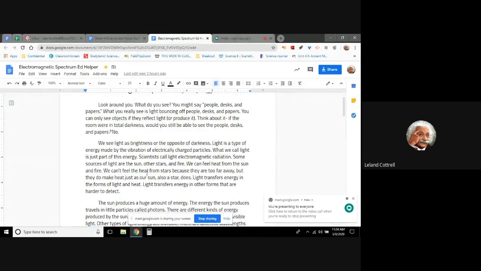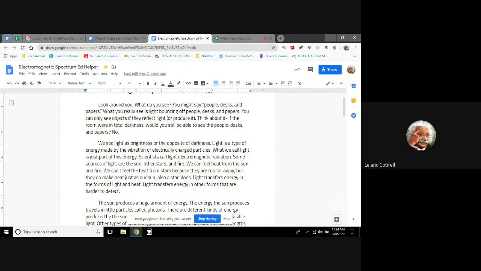Look around you. What do you see? You might say people, desks, and papers. What you really see is light bouncing off people, desks, and papers. You can only see objects if they reflect light or produce it. Think about it. If a room were in total darkness, would you still be able to see the people, desks, and papers? No. We see light as brightness or the opposite of darkness.